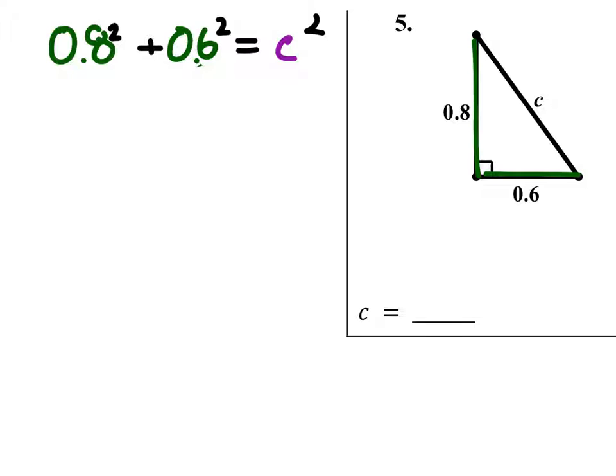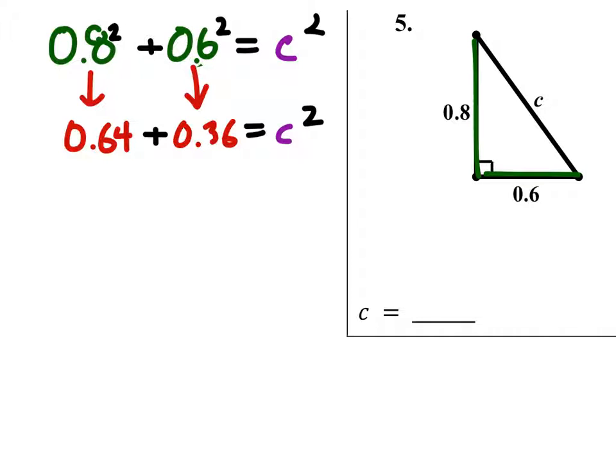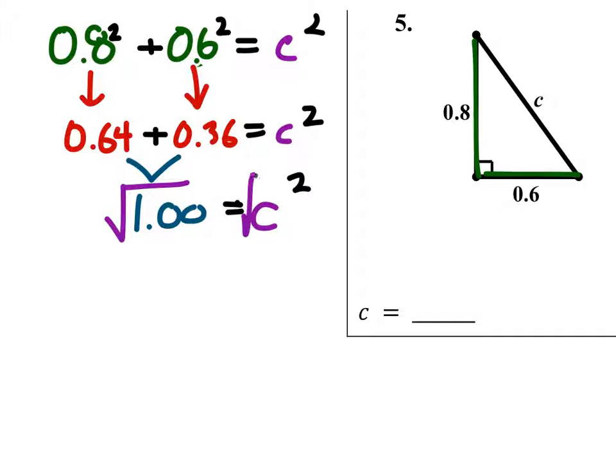This may be where a calculator comes in pretty nice, but if we do square these, we get 0.64 and 0.36, which now we need to add. And when we add these, I get 1.00. Now this is c squared. What we want though is just c. So we square root this, and we find the c value is also 1.